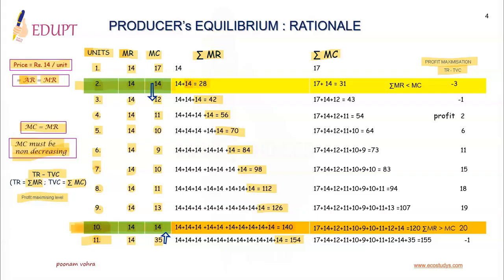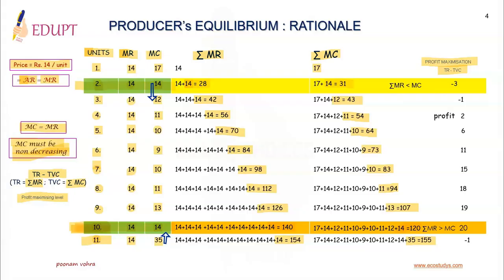Similarly, the summation of marginal cost is found by adding the additional cost incurred on each additional level of output. Say for the first level 17 is added, for the second level 14 is added, for the third level of output 12 is added, and so on. By doing so, one finds that the maximum marginal cost is when 11 units are produced, and then it is possible to find the profit maximization level.